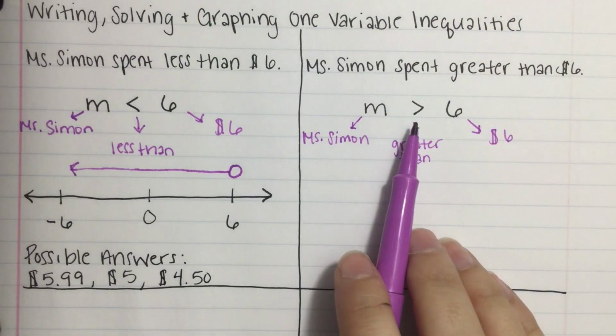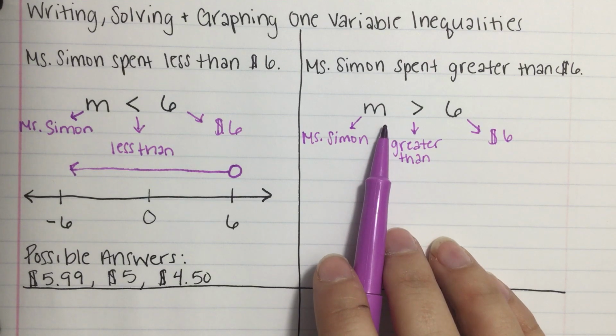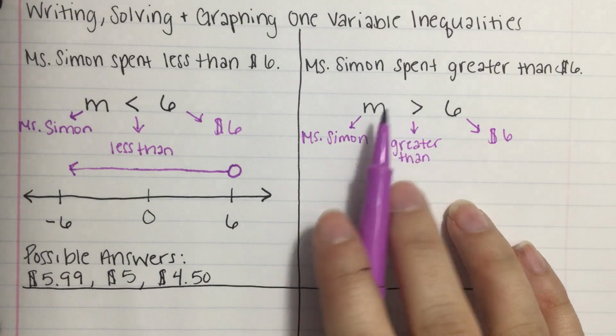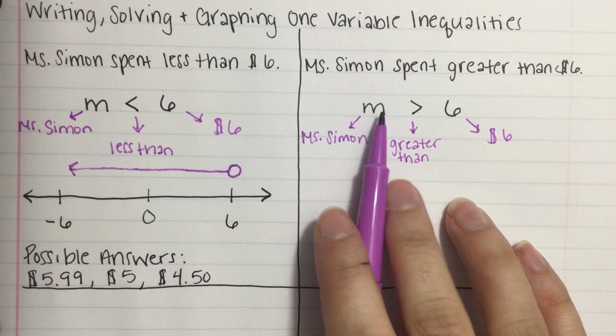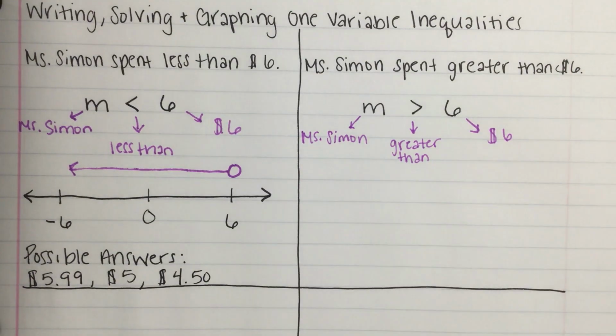Now, if we think back to elementary school, we usually say that the alligator or Miss Pac-Man is eating the greater number. In this case, we are saying that M, the amount that Miss Simon spent, is greater than 6, which M is being eaten in this case.